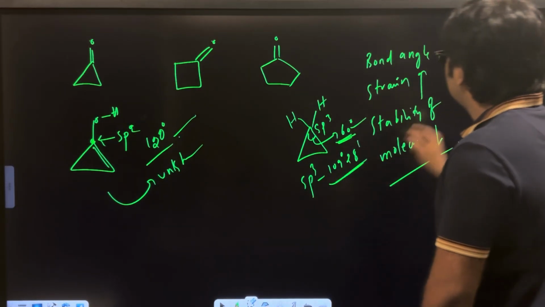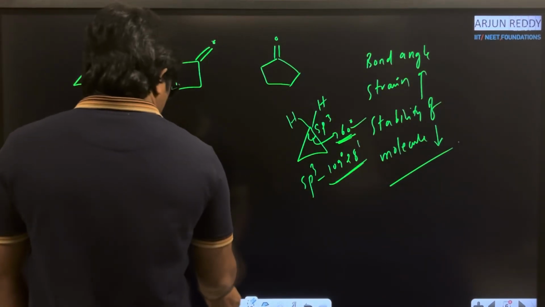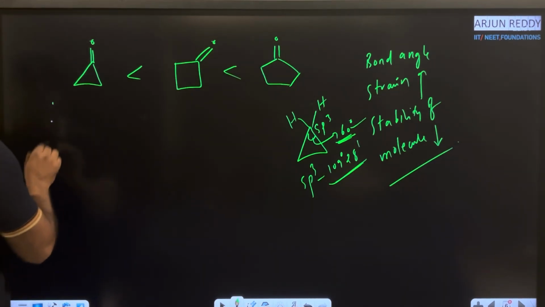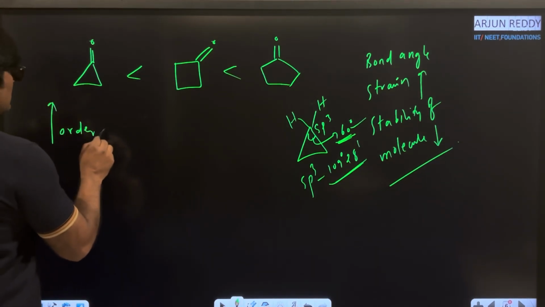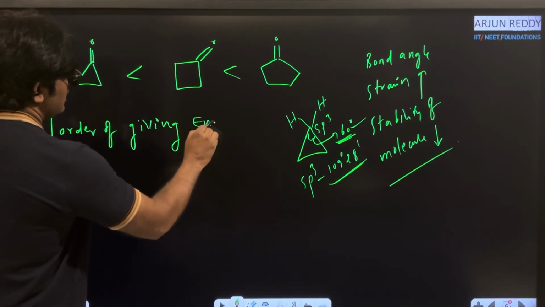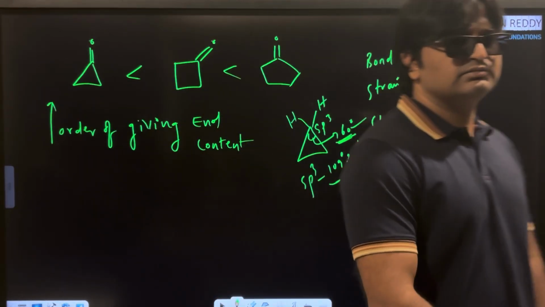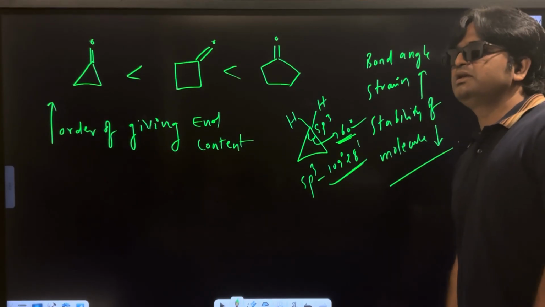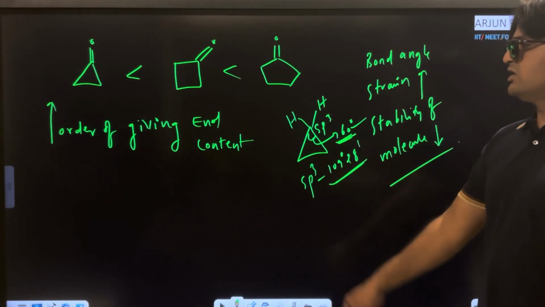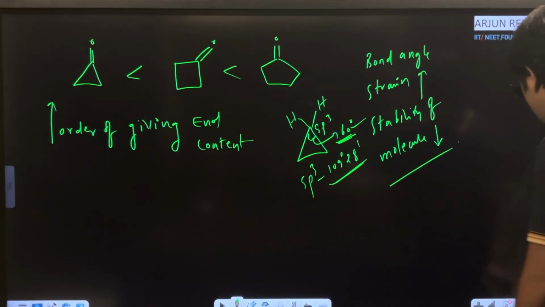Here the question is, among the given molecules, which one forms more enol content? This is the increasing order of giving enol content. Once the ring size increases, bond angle strain slowly decreases. That's why that is the increasing order of giving enol content, on the basis of bond angle strain. Let me give one more example.